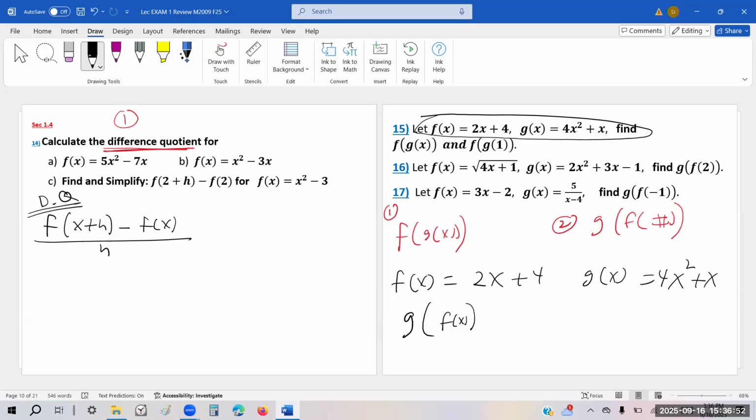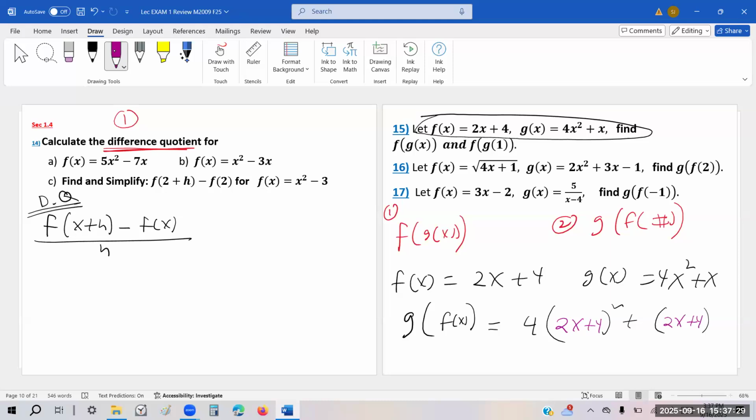Put it inside the x. So this will be 4x squared plus x, but instead of x, you're going to write 2x plus 4. So you're putting f inside the g function. This is the f. So every x you see in g turns into f. And if this can be simplified, you simplify. Otherwise, leave it alone.